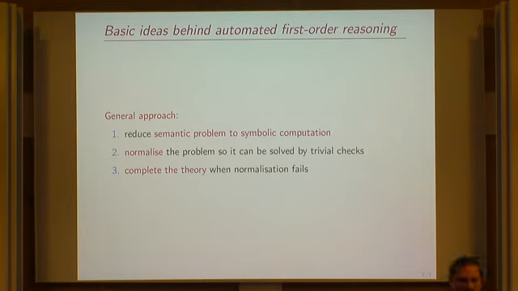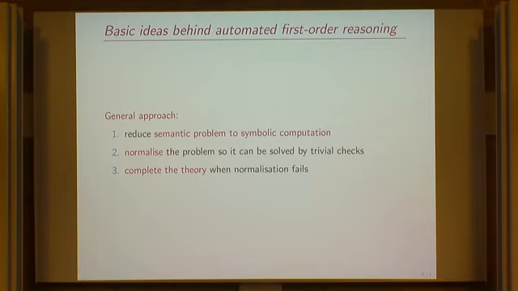Second is normalization. We try to normalize our problem such that it can be solved by trivial checks. For example, in the case of Jordan numbers, the trivial check is 0 equals 1. So if your polynomial reduces to a number which is different from 0, then obviously the system is inconsistent. In the case of logic, it would be, for example, that two terms are syntactically equal. In the case of unsatisfiability checking, it can be that you derive the empty clause. So you normalize a problem such that the problem becomes trivial.